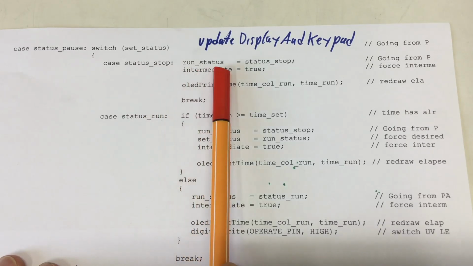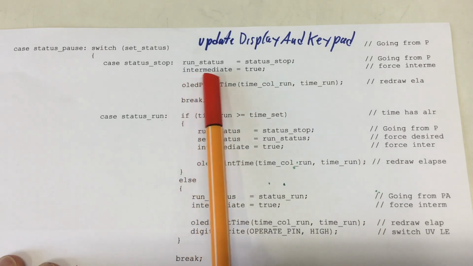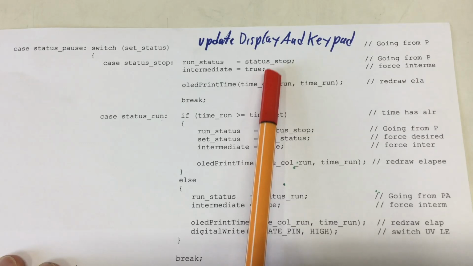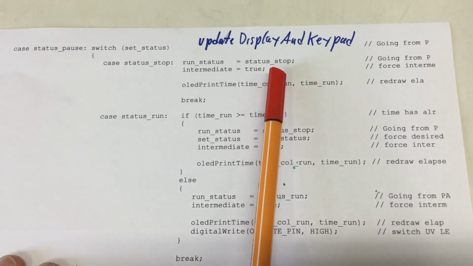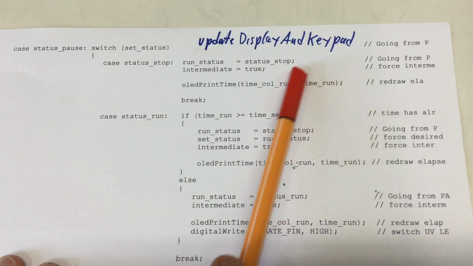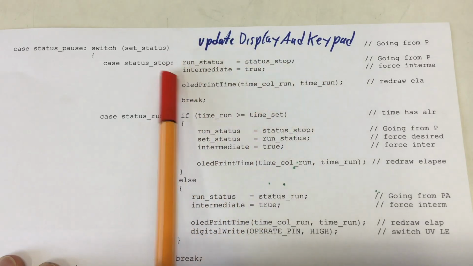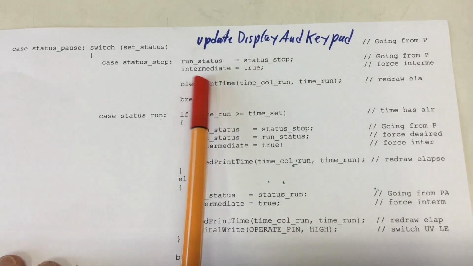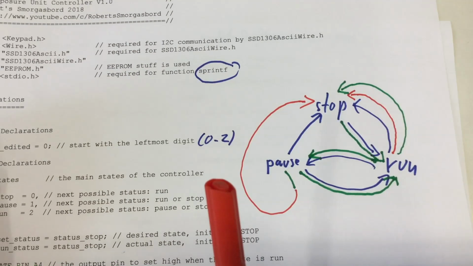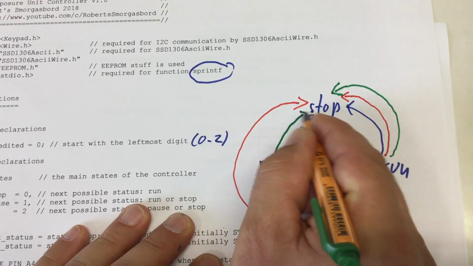We simply change our run status to stop and intermediate to true, again to force immediate blinking on the right hand side on the set time, and we redraw our elapsed time. Yeah, and we already looked at the stop state, and that was over the keypad going to stop.